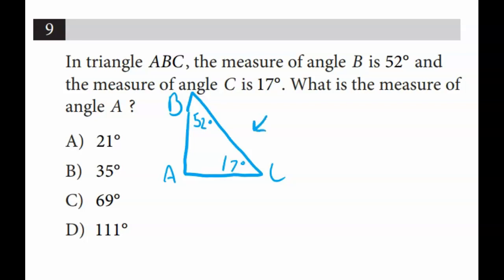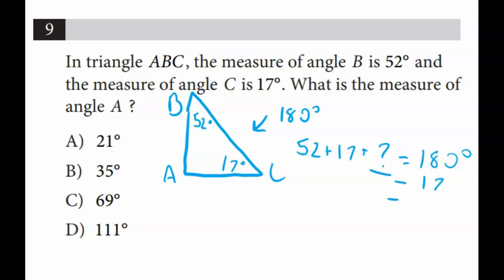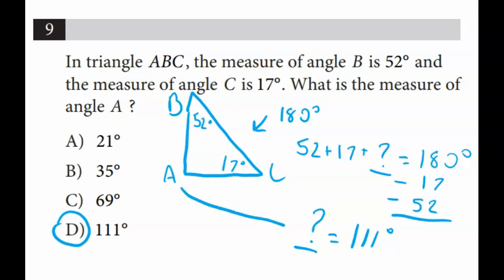And so we know that in total, there's 180 degrees in a triangle. So therefore, if we have 17 and 52, the equation would look like this. Well, 52 degrees plus 17 degrees plus however many degrees, that's A, would equal 180 degrees. So all we need to do is subtract 17 and subtract 52 from each side. And if I plug that into my calculator, 180 minus 17 minus 52, we get that our question mark, which is A, equals 111 degrees, and therefore it is answer choice D. A is 111 degrees.